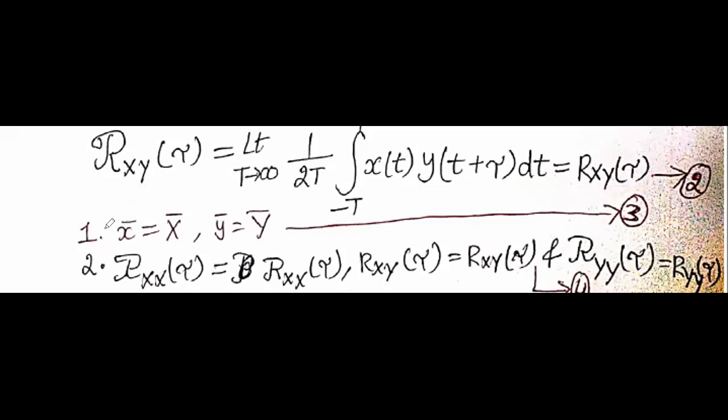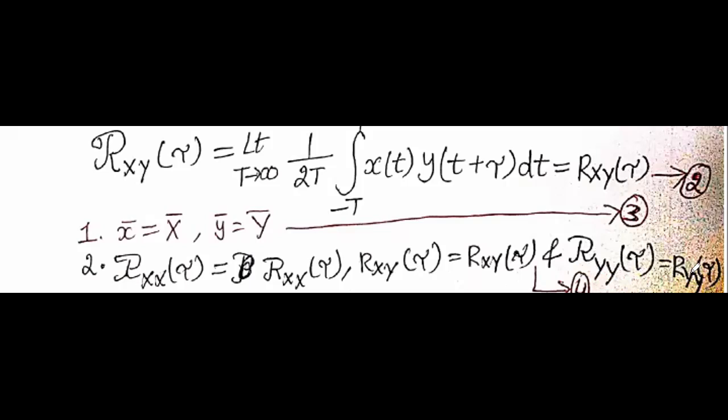And here the small x bar is equal to capital X bar and small y bar equal to capital Y bar. And small Rxx of tau is equal to capital Rxx of tau, comma small Rxy of tau is equal to capital Rxy of tau. And if you consider this for y also, we are going to represent it like this. So this is about a jointly ergodic process.